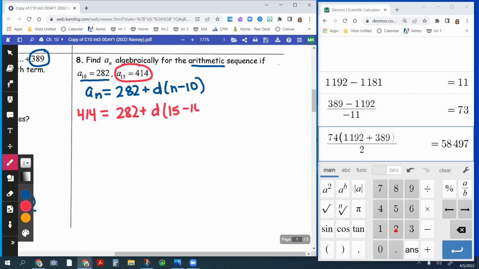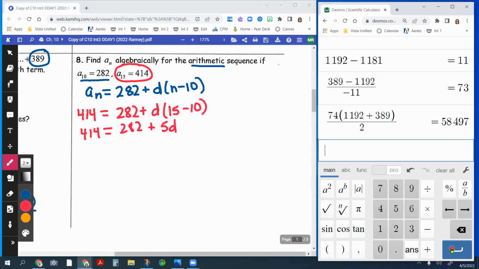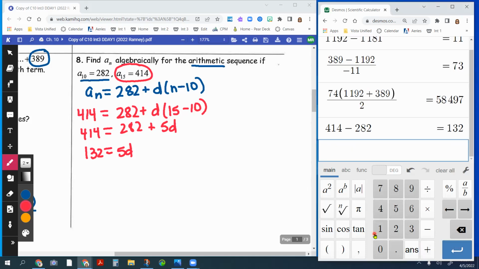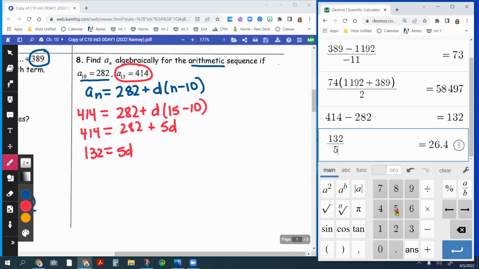So I'm going to have 282 plus d, not sure what d is. I know that this is my 15th term, so 15 minus 10. So 414 is equal to 282 plus 5d. I am going to subtract, so 414 minus 282, and I end up with 132 is equal to 5d. I am going to divide by 5, and when I take 132 divided by 5, I get 26.4 is what we're adding. So our equation is going to be a sub n is equal to 282 plus 26.4 times n minus 10. And you can leave it like this.